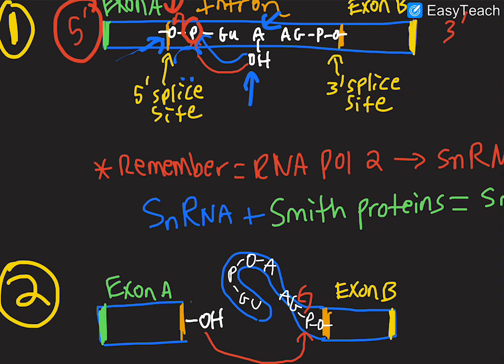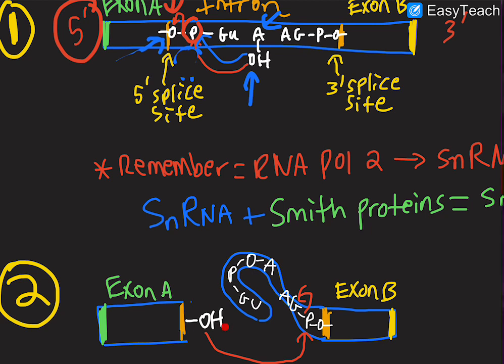Well, remember, this A is this A. Again, this A is this A. This adenine had the OH attached to it. So that's the O. This O right here attacked the phosphate. So that's this bond right here. Then this phosphate, remember, was bound to the GU, so it's still bound to the GU. So we created this weird loop.